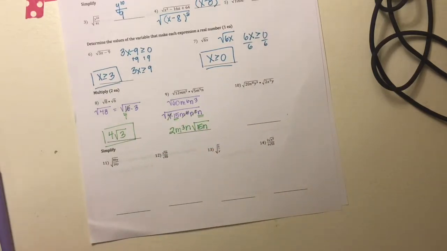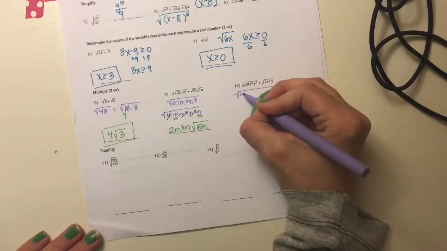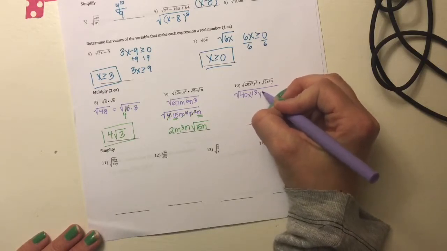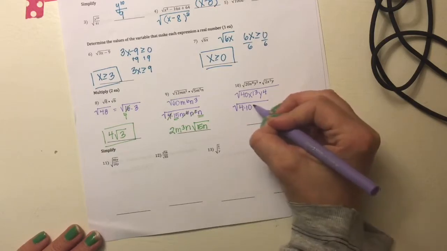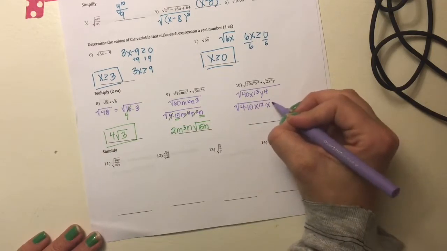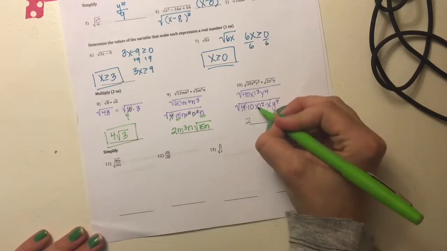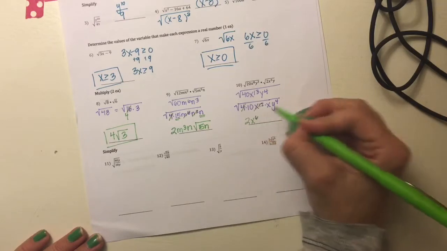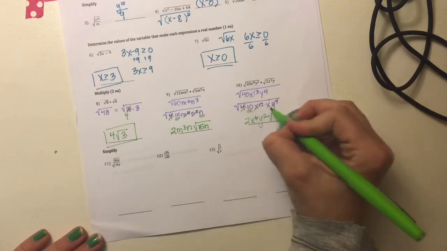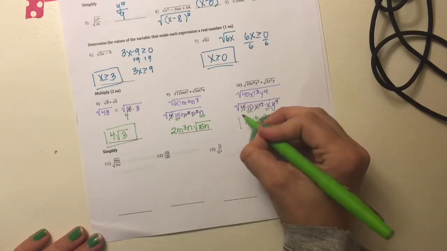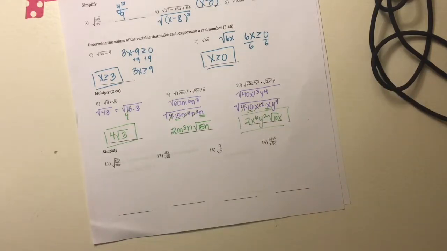And then the last one, 20 times 2 is 40, x to the 13th, y to the 4th. So to make 40, I can do 4 times 10, x to the 12th times x, y to the 4th. So the square root of 4 is 2, the square root of x to the 12th is x to the 6th, the square root of y to the 4th is y squared, and then inside I have 10x. And I know I'm done because 10 doesn't have any perfect square factors, so there's nothing I can do.